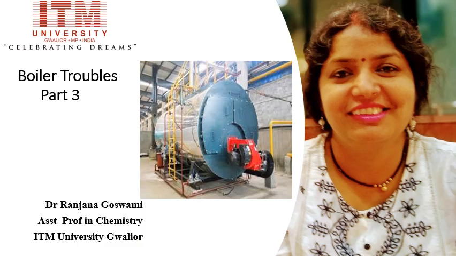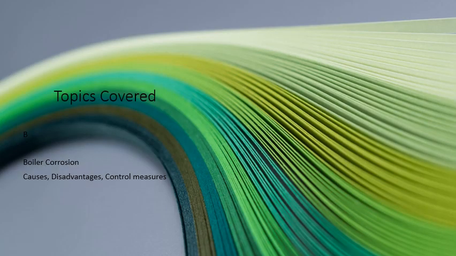We are discussing the boiler corrosion in part 2 and we have seen the priming and the foaming problem. Now we move towards the various causes, disadvantages of the boiler corrosion and how to control the problem further. In this lecture, we are going to cover the topic of boiler corrosion with their causes, disadvantages, and how to control this problem.